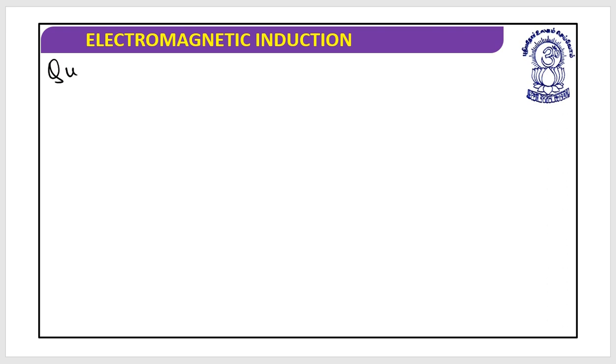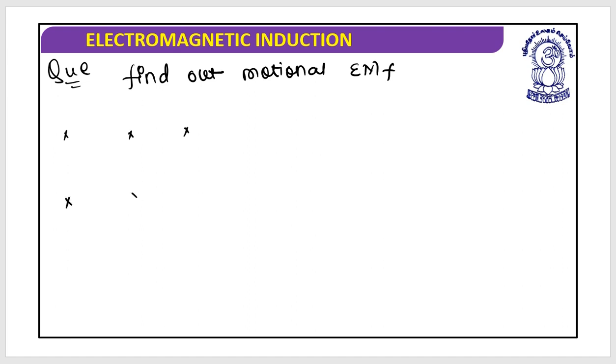The question says find out the motional EMF. The situation is something like this. A magnetic field is there and a conductor has been placed in this magnetic field. This is the center and this is the radius R. This is moving in the upward direction. Yes, so this is P, this is Q.